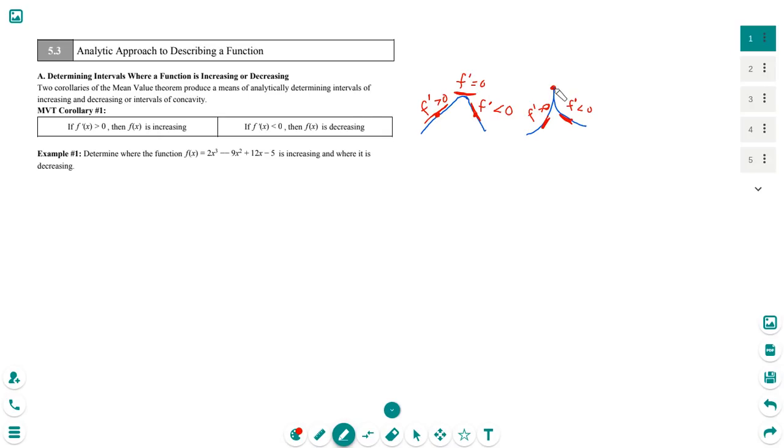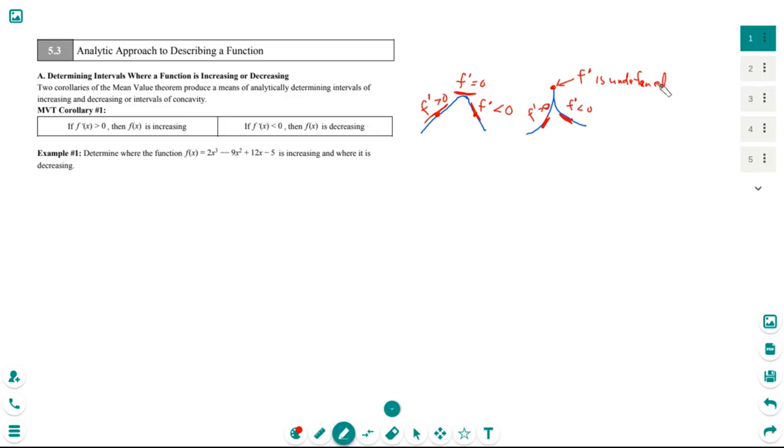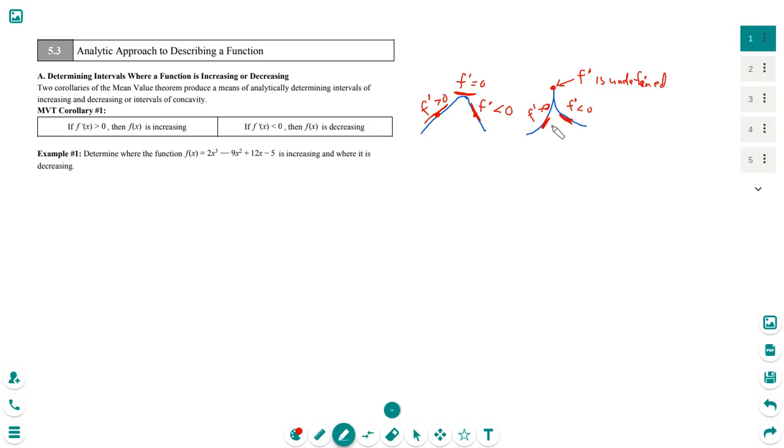But here at the peak, the tangent slope is undefined. So I would have f prime is undefined. So undefined values of the first derivative are also places that distinguish a change in sign and a change from increasing to decreasing. So I'm going to use that as my strategy. I'm going to type that up.